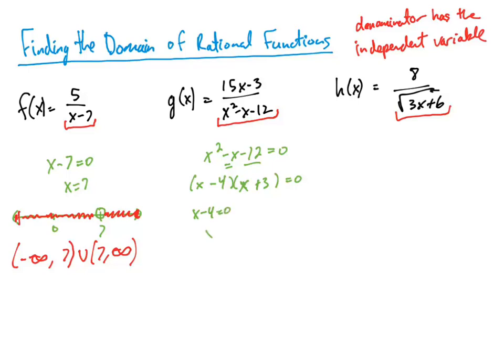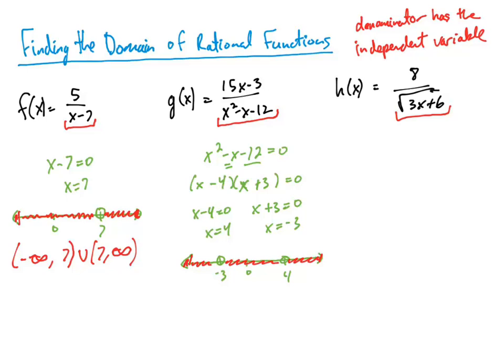Set each of these equal to 0 to solve. So we get x equals 4, and we get x equals negative 3. So what this means is, anything except for these two values are going to make this function defined. So we're going to put open circles on those two values, and everything else is in the domain.